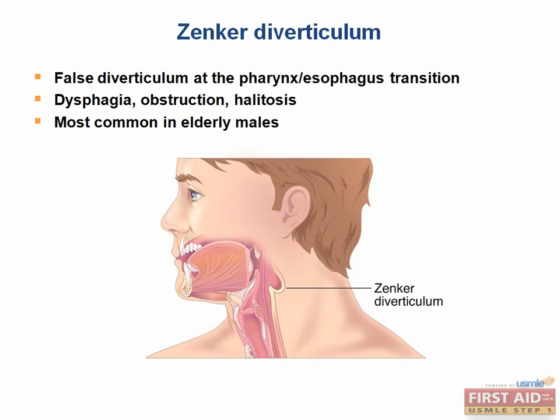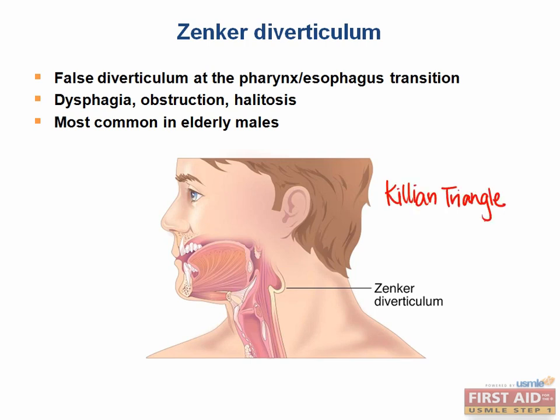Let's now talk about Zenker diverticulum. Zenker diverticulum shares certain outpouching features with diverticula found in the colon, but it actually occurs in the esophagus, where the pharynx transitions to become the esophagus. This is called the Killian triangle.